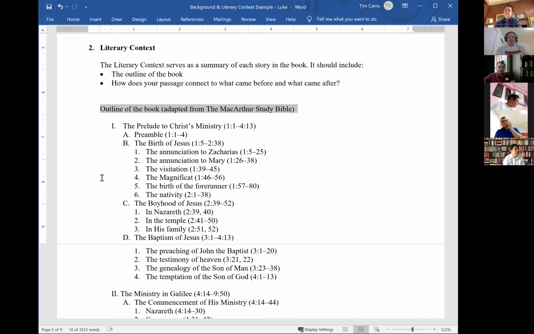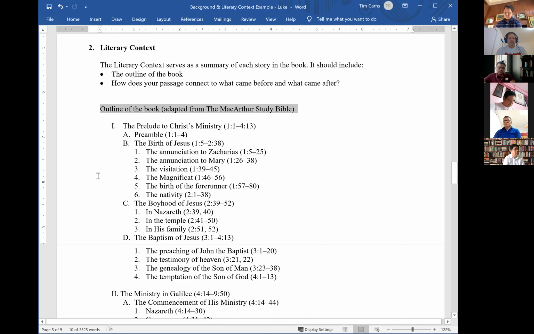So if you're preaching from John chapter 4, you want to understand how John 4 ties into the other stories that are around it in the book. What story does it come after? What stories come after John 4? What stories come before John 4? So you want to have an idea of how your particular passage fits within the flow of the book.